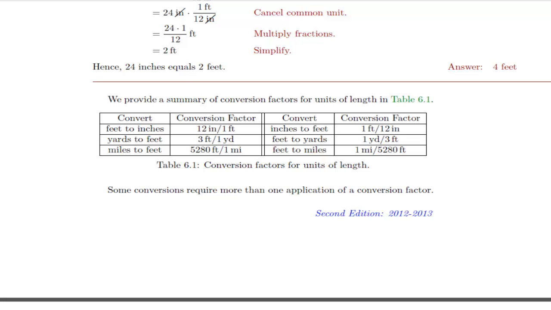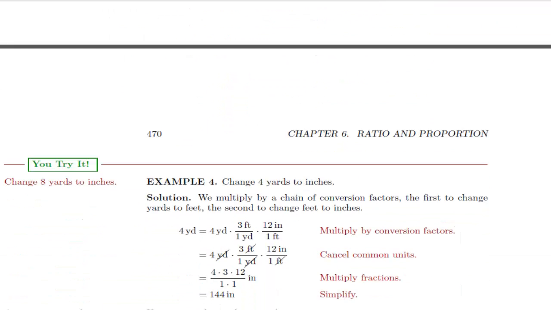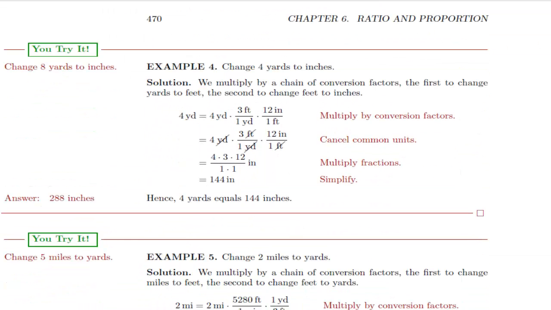Some conversions require more than one application of a conversion factor. Example 4. Change 4 yards to inches. Solution: we multiply by a chain of conversion factors. The first to change yards to feet, the second to change feet to inches. 4 yards equals 4 yards times 3 feet over 1 yard times 12 inches over 1 foot. The yard units cancel and the feet units cancel, and we're left with 4 times 3 times 12 over 1 times 1 inches. 4 times 3 times 12 is 144, hence 4 yards equals 144 inches.